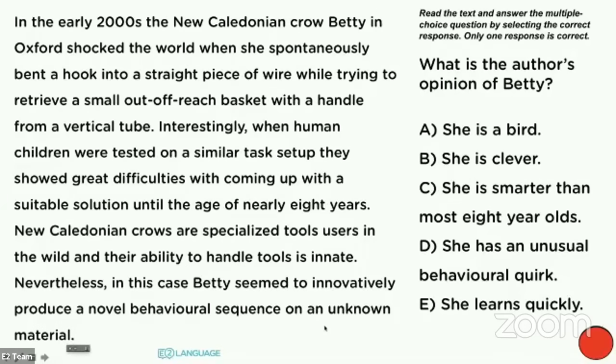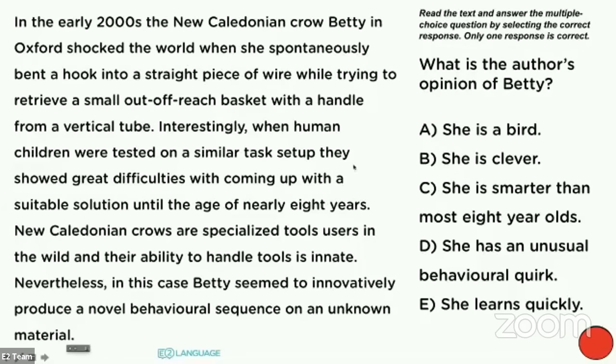Betty in Oxford shocked the world when she spontaneously bent a hook into a straight piece of wire while trying to retrieve a small, out-of-reach basket with a handle from a vertical tube. Interestingly, when human children were tested on a similar task setup, they showed great difficulties with coming up with a suitable solution until the age of nearly 8 years. New Caledonian crows are specialized tools users in the wild, and their ability to handle tools is innate. Nevertheless, in this case, Betty seemed to innovatively produce a novel behavioral sequence on an unknown material.